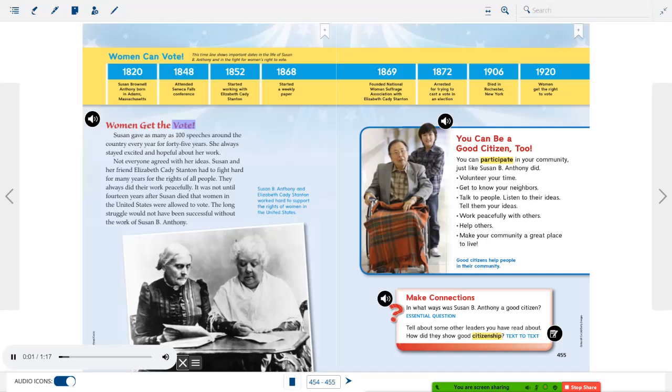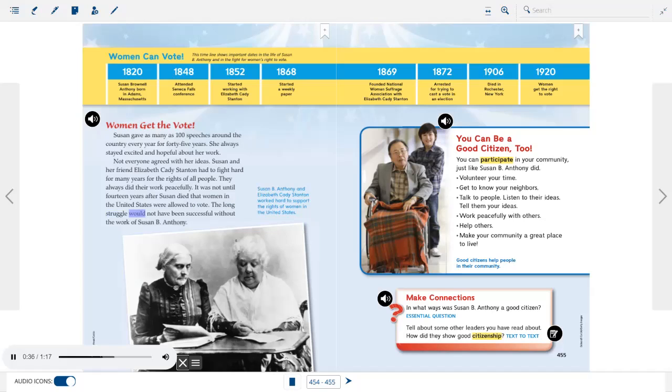Women get the vote. Susan gave as many as 100 speeches around the country every year for 45 years. She always stayed excited and hopeful about her work. Not everyone agreed with her ideas. Susan and her friend Elizabeth Cady Stanton had to fight hard for many years for the rights of all people. They always did their work peacefully. It was not until 14 years after Susan died that women in the United States were allowed to vote.